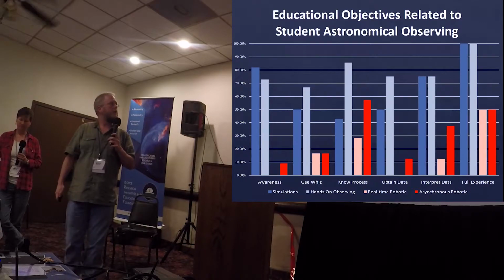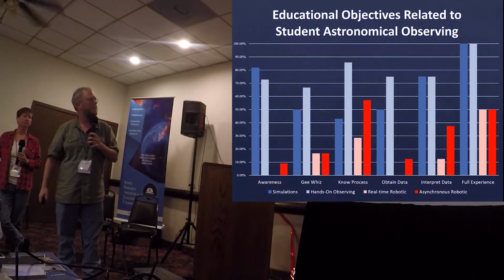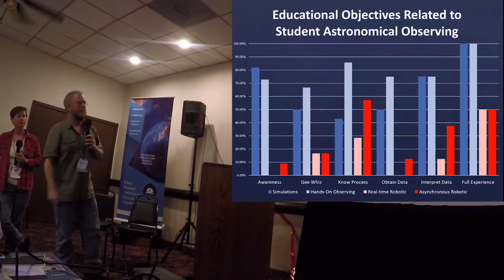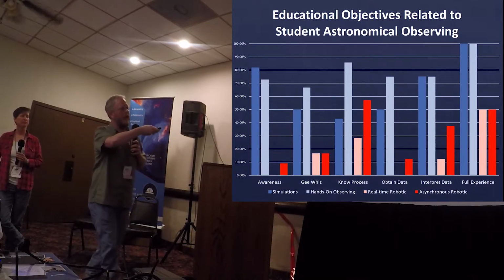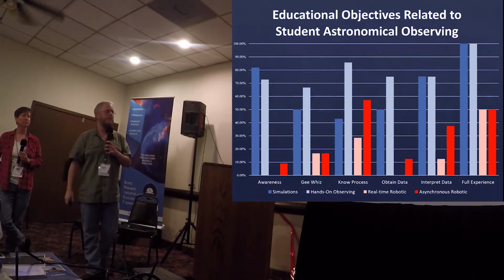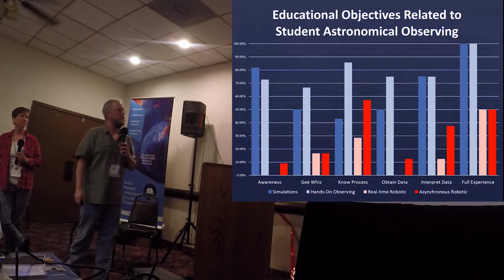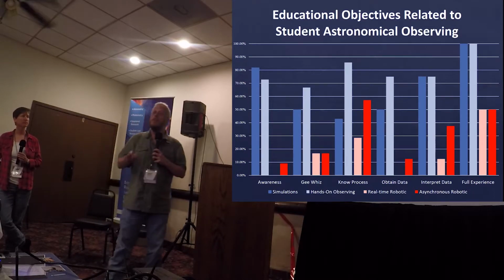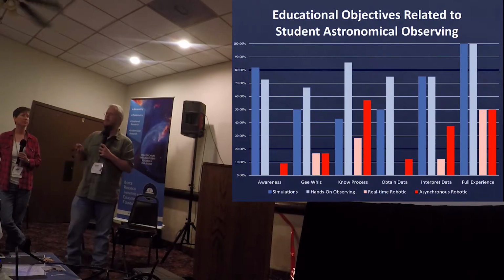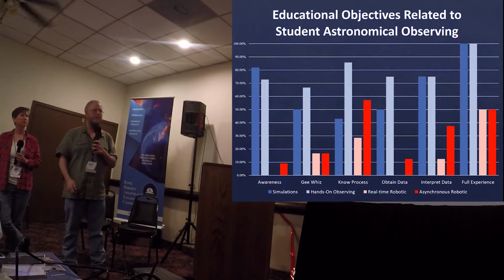Okay. We also looked at the educational objectives as a function of the likelihood of them using the various different methods, and the little bar at the bottom is covering it up. So we have simulations, hands-on observing, real-time robotic or remote observing, and asynchronous robotics and remote telescopes. What you can see here is that a lot more people tend to focus on the simulations or the hands-on observing. Robotic and remote observing isn't used, or at least implemented, quite as much based on the feedback that we got.